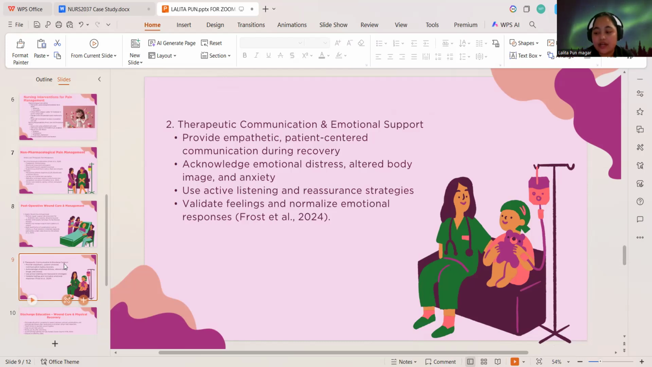Effective postoperative care requires not only technical competence but also therapeutic engagement to support women's psychological recovery following breast cancer surgery. And overall, integrating aseptic wound management with therapeutic nursing care ensures holistic patient-centered recovery, addressing both the psychological and emotional needs of Amara following mastectomy.